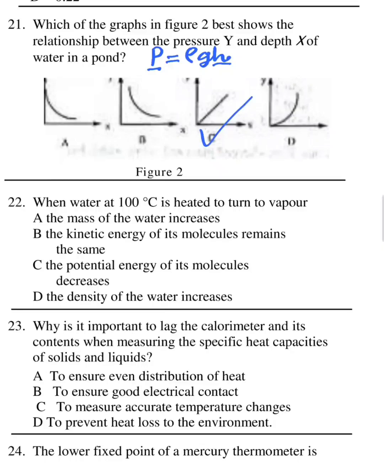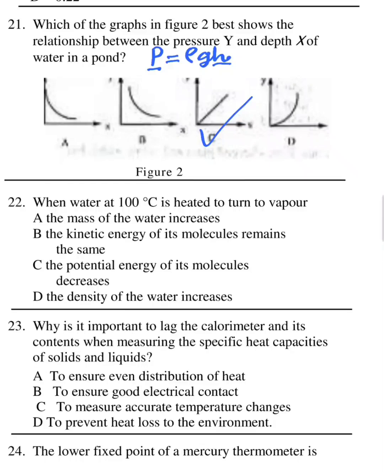In number 22, when water at 100 degrees Celsius is heated to turn to vapor, A, the mass of water increases, B, the kinetic energy of its molecules remains the same, C, potential energy of its molecules decreases, D, the density of water increases. In this case, water that is heated is already at 100 degrees Celsius, the boiling point of pure water. If the water is pure, then at 100 degrees Celsius, we expect it to start boiling. And any heat that is supplied to the water at that time just goes to break the bonds of the water molecules to turn it into vapor.